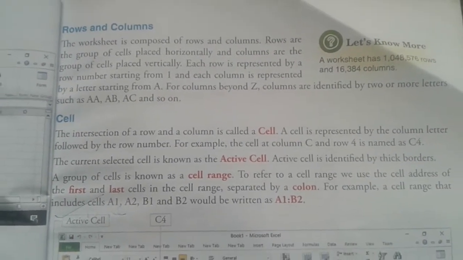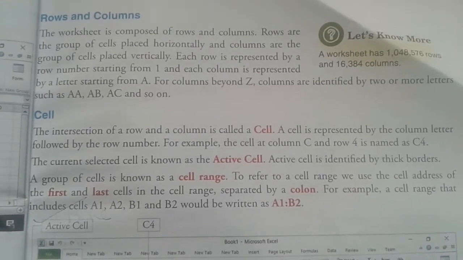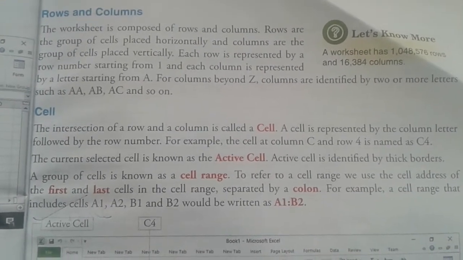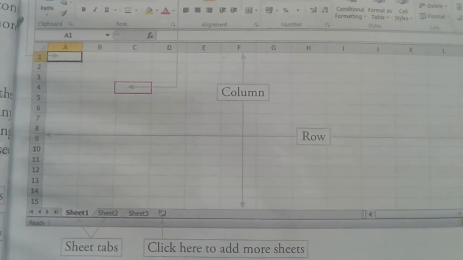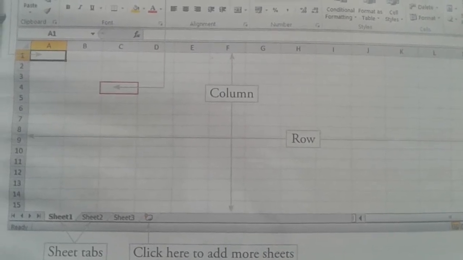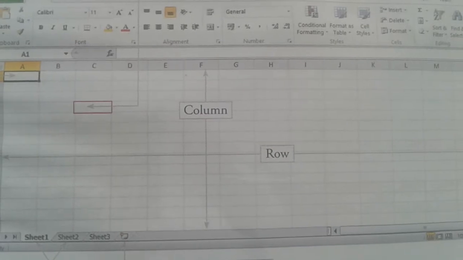If you have worked with Excel, you have seen these things. I show you also. Here you can see on the left hand side, the numbers 1 2 3 4 are there, and on the upper side A B C D is there.